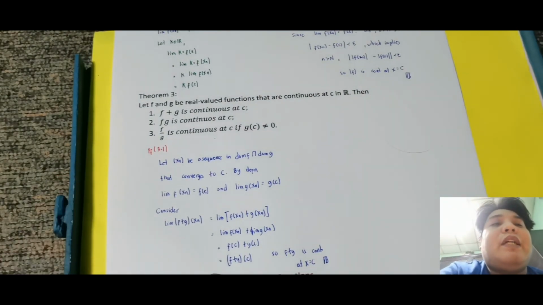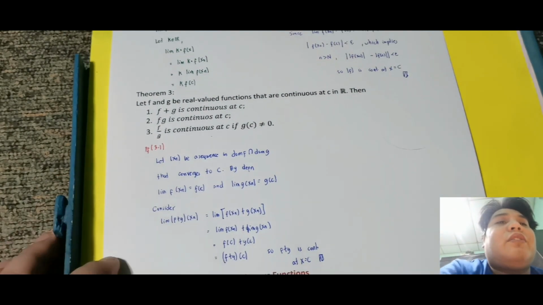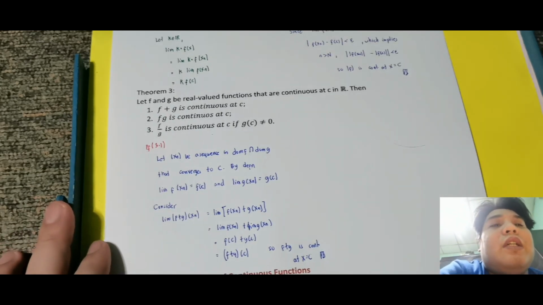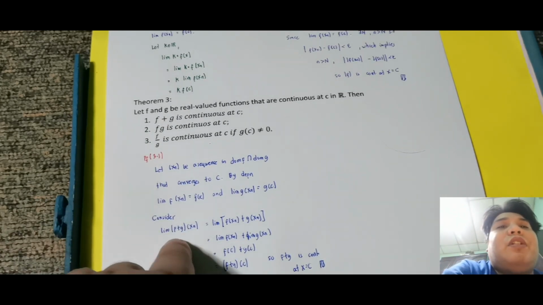Okay, so ganun dapat, kailangan f plus g of c yung mangyari. Okay, so ulit si 2, ganun lang din kadali, ilalagay ko lang limit ng f of g of c.